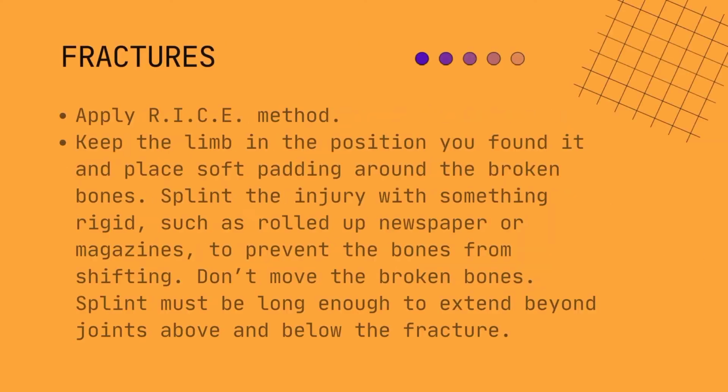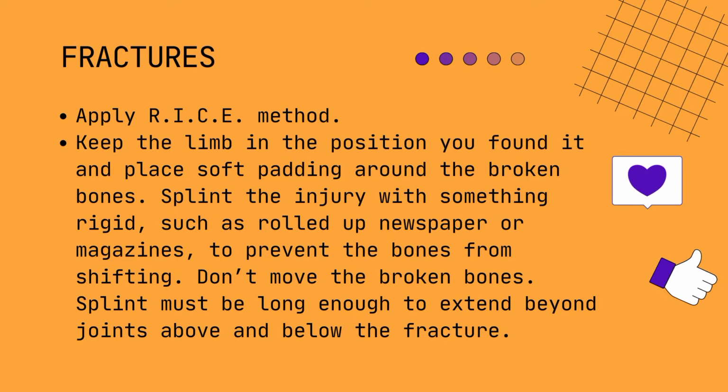Now, let us have the procedure in giving first aid for fractures. First, apply the RICE method. Second, keep the limb in the position you found it and place soft padding around the broken bones. Splint the injury with something rigid, such as rolled up newspaper or magazines, to prevent the bones from shifting. Don't move the broken bones.